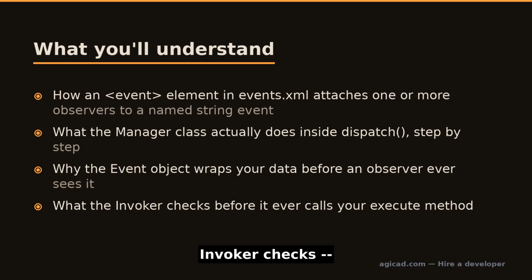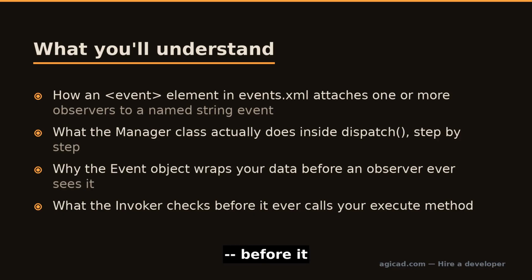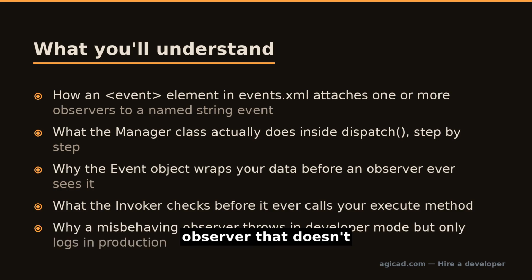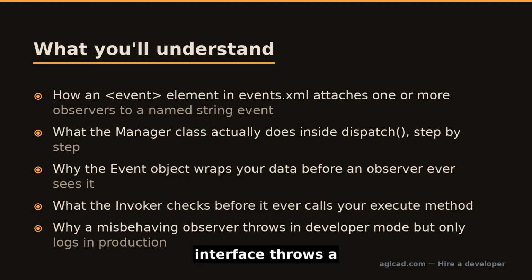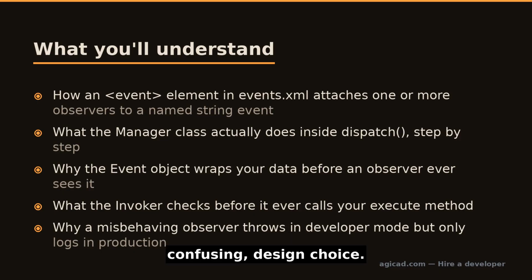What the invoker checks: disabled, shared, the observer's actual class, before it ever calls execute. And why an observer that doesn't implement the right interface throws a hard exception in developer mode, but only logs a warning in production, which is a deliberate, and sometimes confusing, design choice.